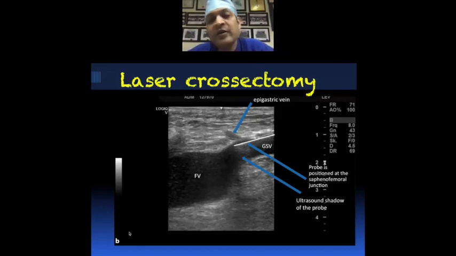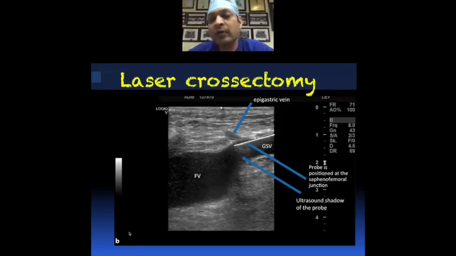So what will happen is this laser crossectomy is just like doing a surgery. When we used to do an open surgery, we used to do a flush femoral ligation of the junction, and ligate all the tributaries. But the problem was that we used to get a lot of recurrent varicose veins. So now we are coming back again to a surgical sort of crossectomy with a laser, but we don't know how these patients are going to behave in the future.